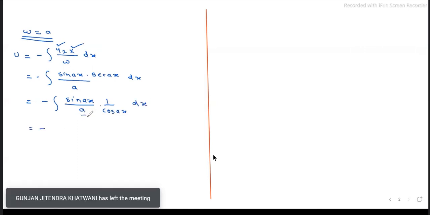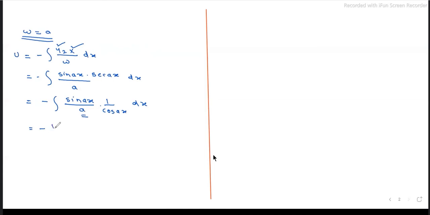A is constant. It can be taken outside. So I can write down the term as minus 1 by a. Now which terms are left? Sin ax upon cos ax. Sin ax upon cos ax can be written as tan ax dx. Normal integration is very simple. So it is equal to minus 1 by a. What is integration of tan ax dx?